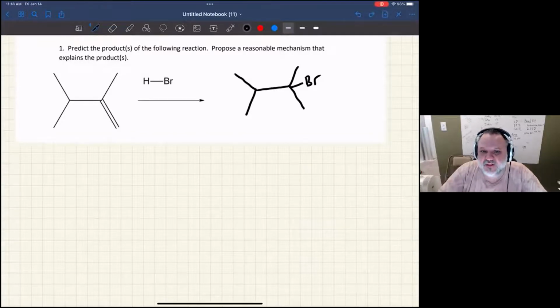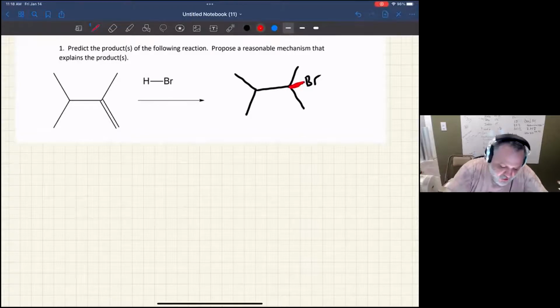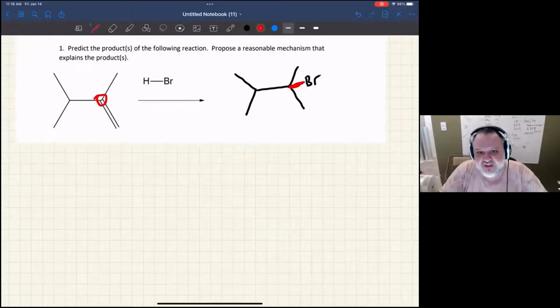Now, there is a regioselective, regiochemical consideration in this reaction, in that the Br adds at a particular location. We say that the addition is Markovnikov, which means that there's going to be some group that we're going to be referring to when we say Markovnikov. In this case, it's the bromine. The bromine adds to the more substituted side of the alkene.